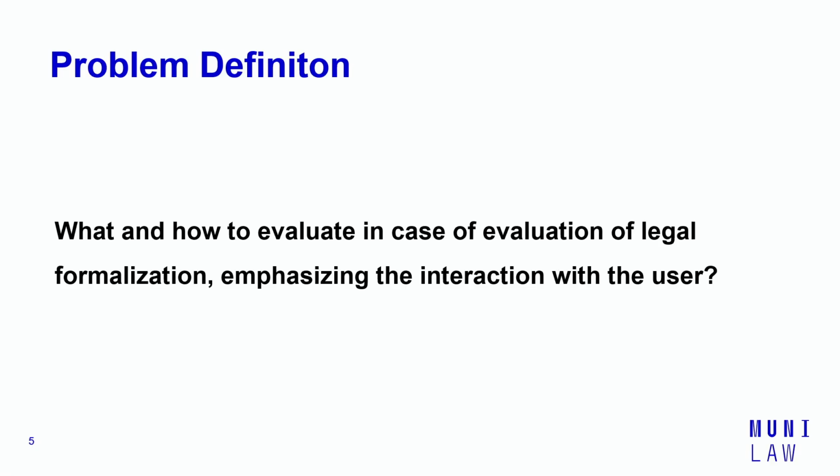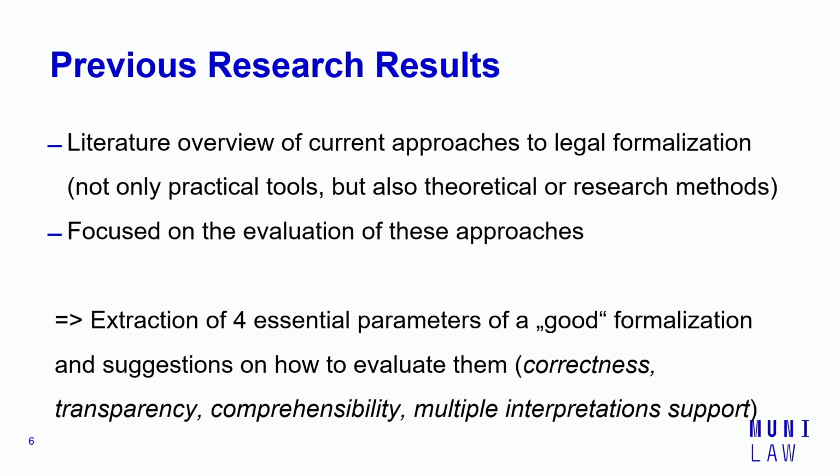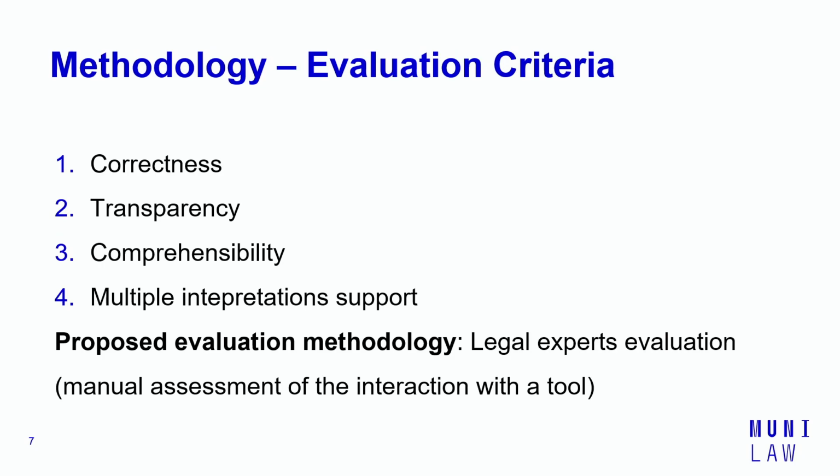In our previous research, we decided that we would go through the methods that are recent and used, and focus on the information whether and how they are evaluated, and what are the common issues that are dealt with in this research. Based on this literature review, we extracted 4 essential parameters. They are not very surprising, but those are the ones that we find crucial to take into consideration and to evaluate when designing a legal formalization method. They are correctness of the legal formalization, transparency, comprehensibility, and multiple interpretation support. I will go through them one by one in a minute.